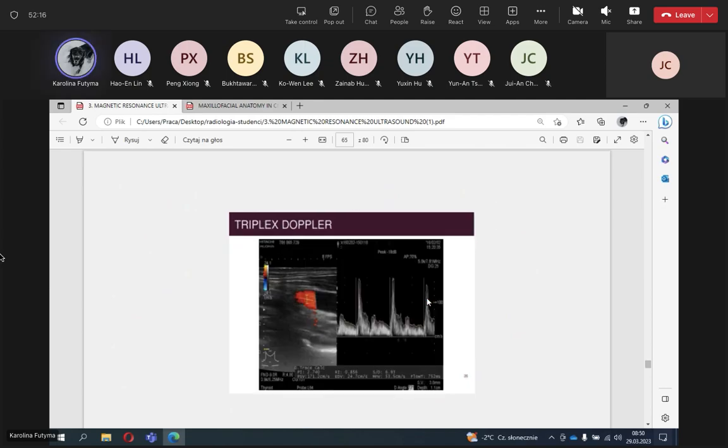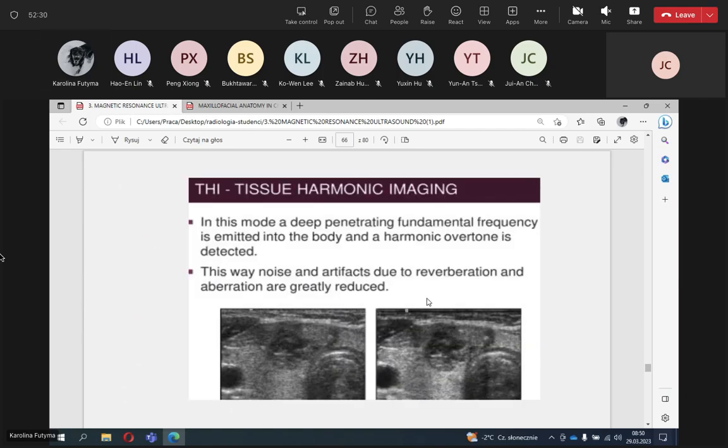Triplex Doppler. You can see that this is the more advanced method. We can track the blood flow, the intensity. Okay, we have tissue harmonic imaging as well.